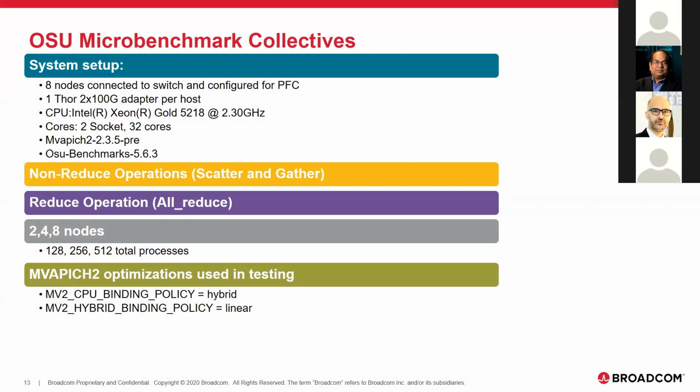So now I will turn my focus to the MPI collectives. These are 8-node setups with the same CPU which we have used for the micro benchmarking, and this section will detail the collective communication. Here the MPI used is MVAPICH2 2.3.5, and the main areas I will be focusing on are non-reduction operations, basically scatter and gather, and the allreduce operation, which involves the reduction operation. The numbers are presented for 2, 4, and 8 nodes. There are a couple of optimizations we have used when running the test with MVAPICH2, listed here. Next slide, please.